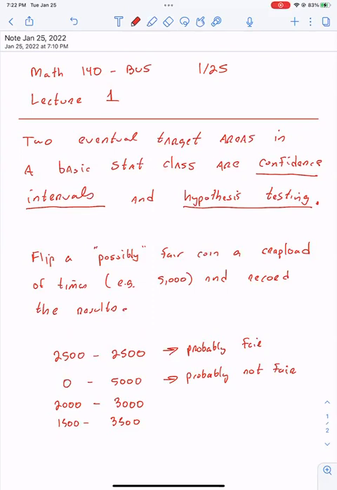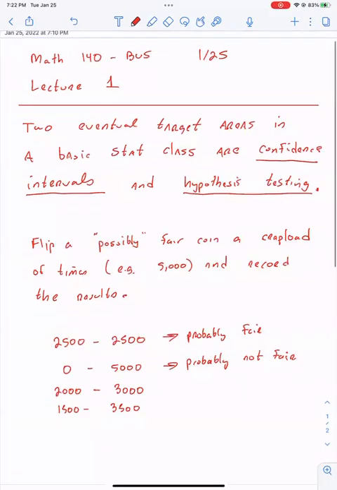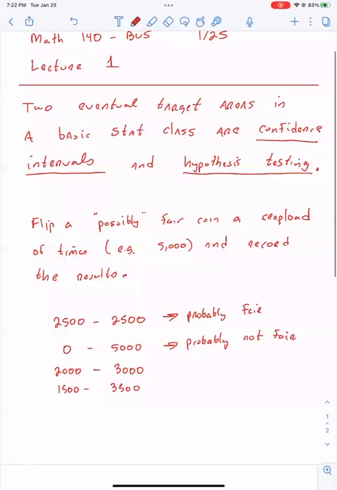And this is the idea of a confidence interval. A confidence interval is a range of possibilities where we are confident of an outcome. I am confident that the coin is fair if I fall somewhere in this interval, versus I am confident that it's not fair if I fall outside of that interval.